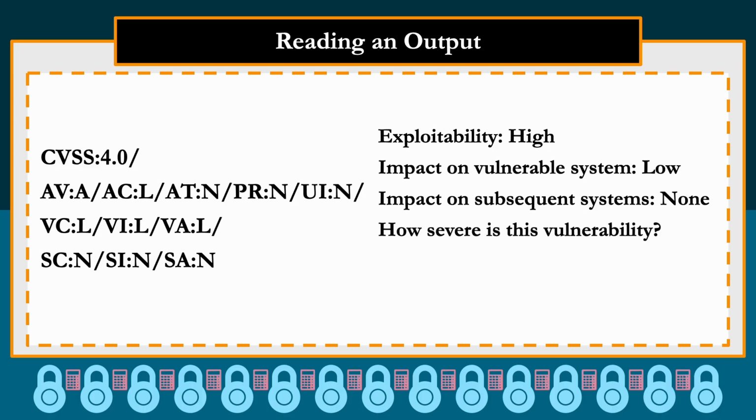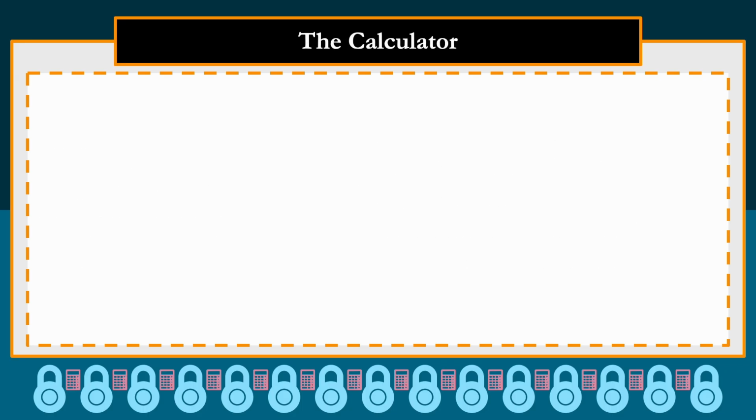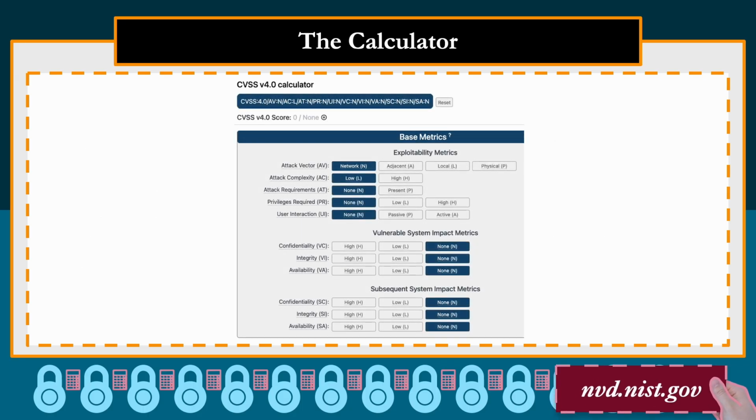So, how would we score this vulnerability? Luckily, we don't have to figure it out on our own. This is the CVSS calculator. I left a link to it in the description so you could join along. Let's plug in the values from the string into this calculator.